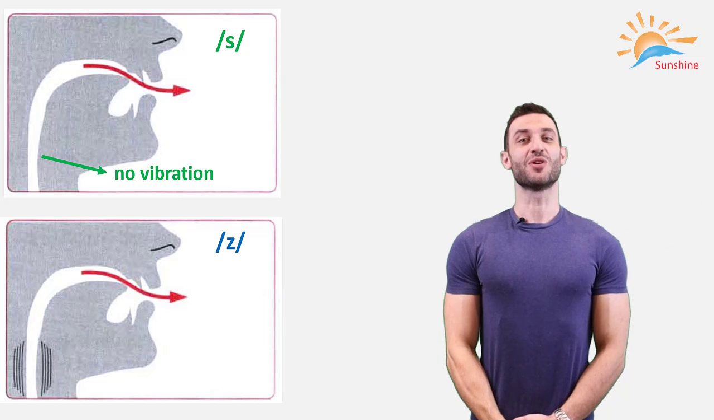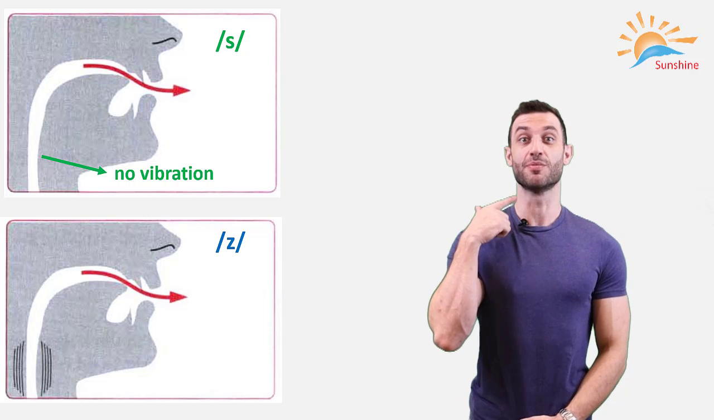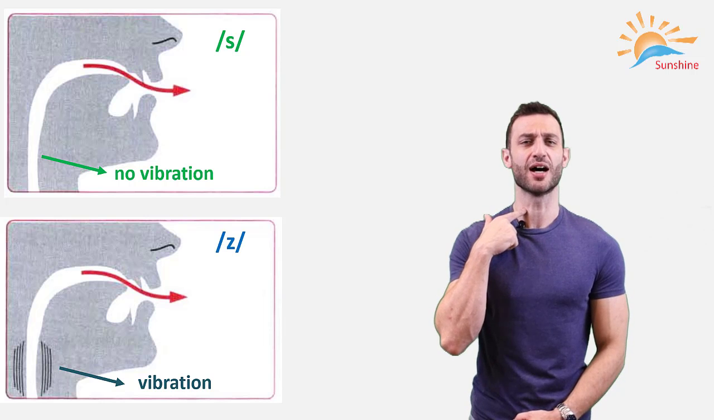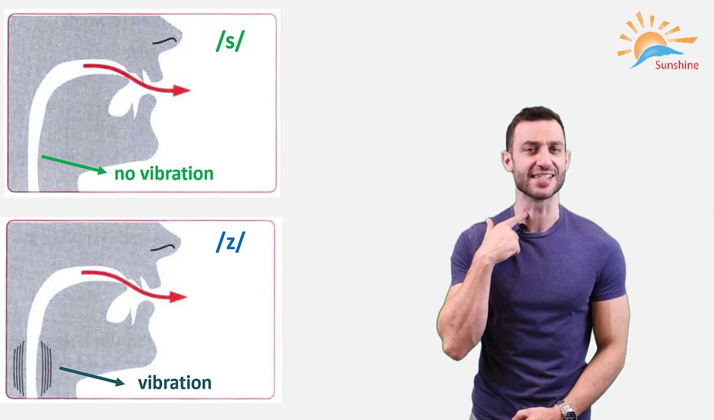Second, we have z. For this one, we make the same mouth shape, but we do use vibration from our vocal cords. So we end up sounding a bit like a bee. Z.